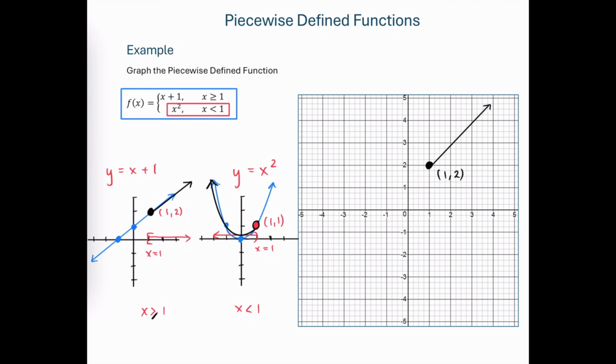So we're going to copy paste that portion of the x squared graph with an open circle at (1, 1), and then all of the ordered pairs that have x values less than 1 are pulled from the x squared graph. Let's label this ordered pair as well so that our final answer graph is nice and clear. Notice this final answer graph does pass the vertical line test, as it should, because a piecewise defined function is a function and therefore it must pass the vertical line test.